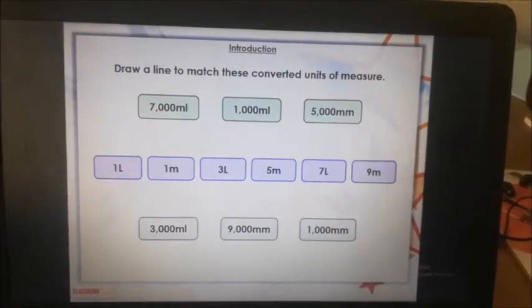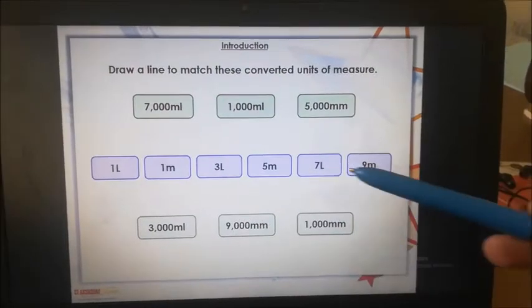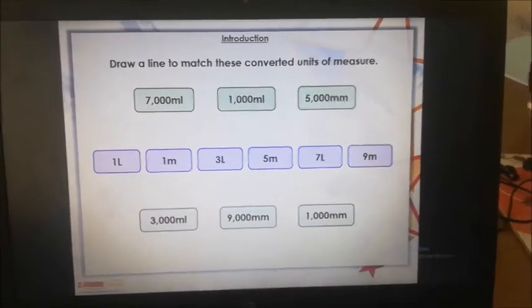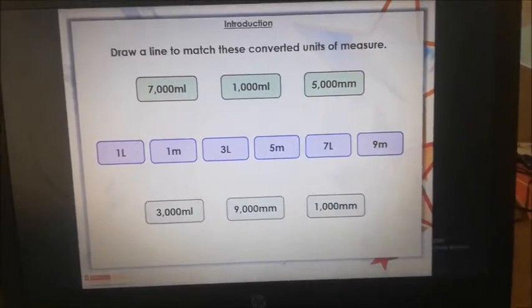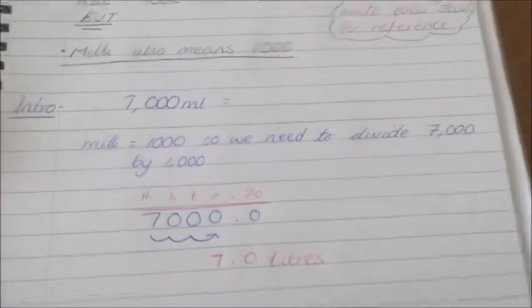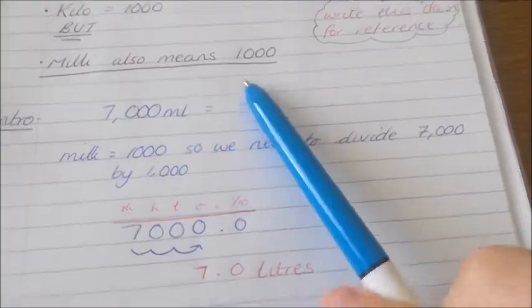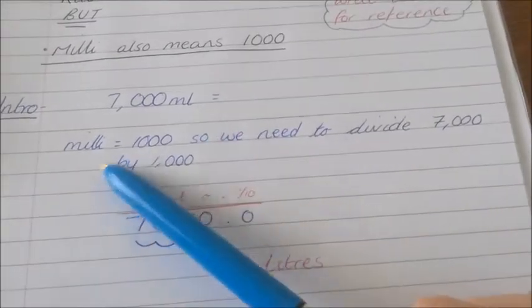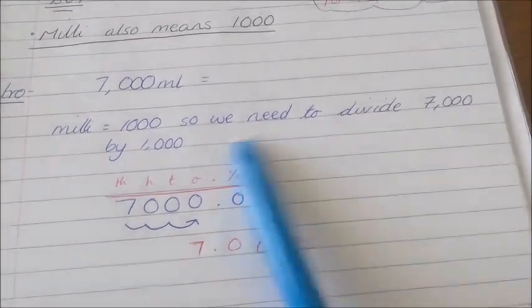So I've got 7,000 on my piece of paper. That needs to match up with one of these here. Now, some of you might just be able to match them up because of units. Some of them might not be quite so easy, but I'm going to run through one here. We've got 7,000 milliliters that we need to get into litres. Milli stands for 1,000, so we need to divide 7,000 by 1,000.